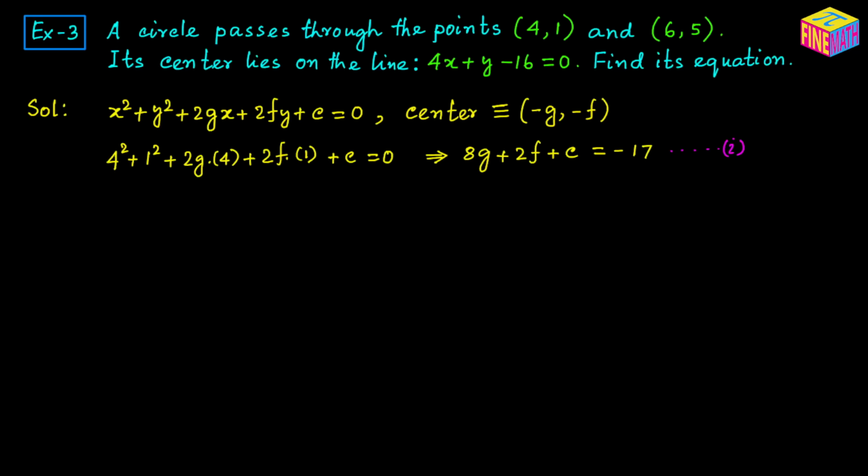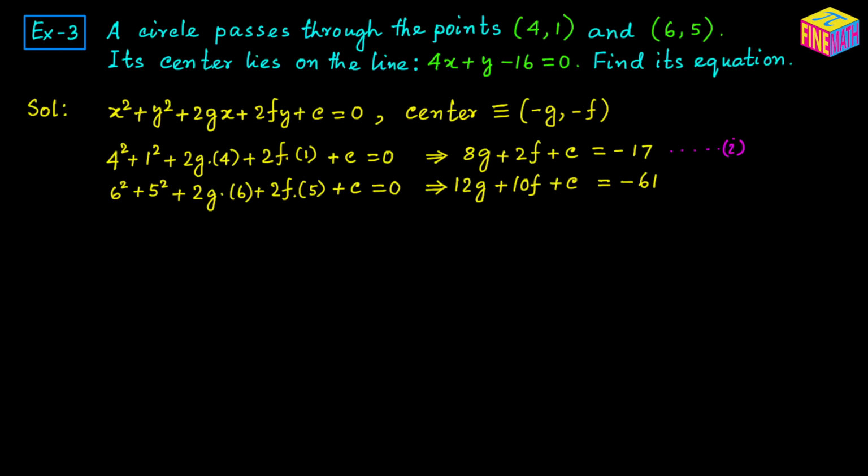Next I am going to plug in the x and y coordinates of the second point into this equation. So in place of x I am using 6 and in place of y I am using 5. And if we simplify the equation, we are going to get 12g plus 10f plus c equals negative 61. And let's call it equation number 2. Also we have been told that the center lies on that line.